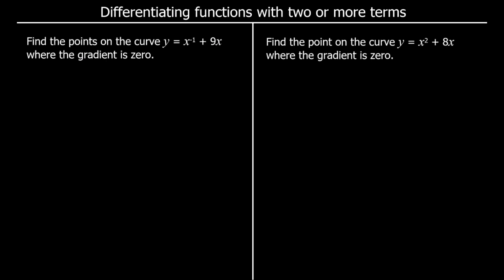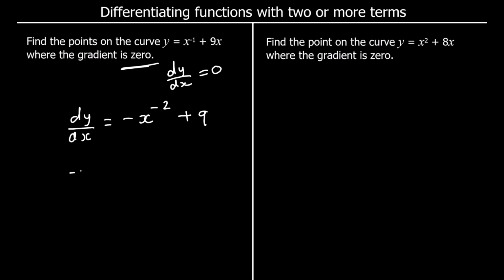And another question: find the points on the curve y equals x to the power of -1 plus 9x, where the gradient is 0. So where dy/dx is equal to 0. So let's find dy/dx, the gradient function, first. dy/dx is going to be equal to -x to the power of -2, times by the power, take 1 off the power, plus 9. And then where is that equal to 0? So where is -x to the power of -2 plus 9 equal to 0?